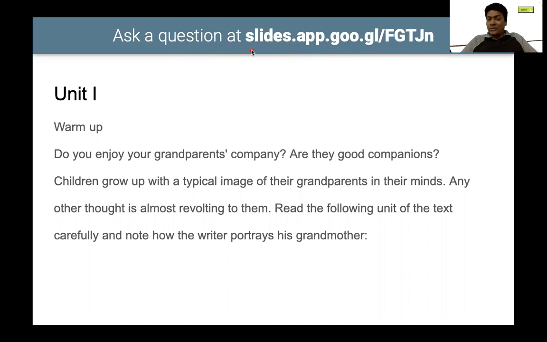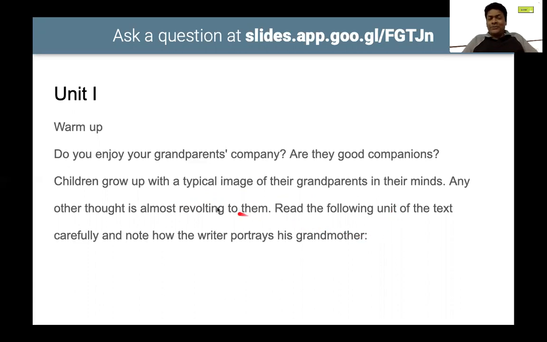Do we like to stay with our grandparents? Yes, if you ask me this question, I would say that yes, we love and enjoy our grandparents' company, right? Are they good companions? Yes, they are good companions because they love us and take care of us a lot. Children grow up with a typical image of their grandparents in their mind. If you look at 20 years back and the present day situation, we find a kind of differentiation.